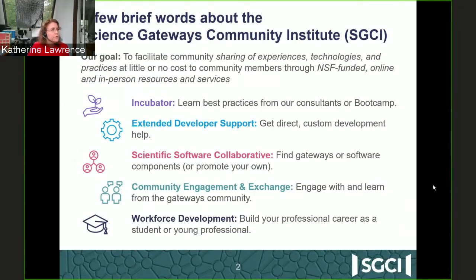And finally, workforce development provides support to the developing workforce interested in science gateways. They offer internships, summer coding institutes, a hackathon is coming up soon, and also other workshops during the year. So that is the Science Gateways Community Institute in a nutshell.